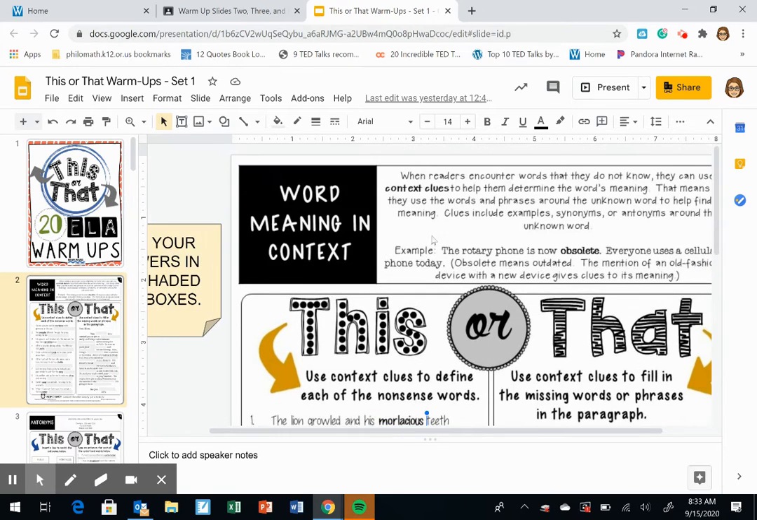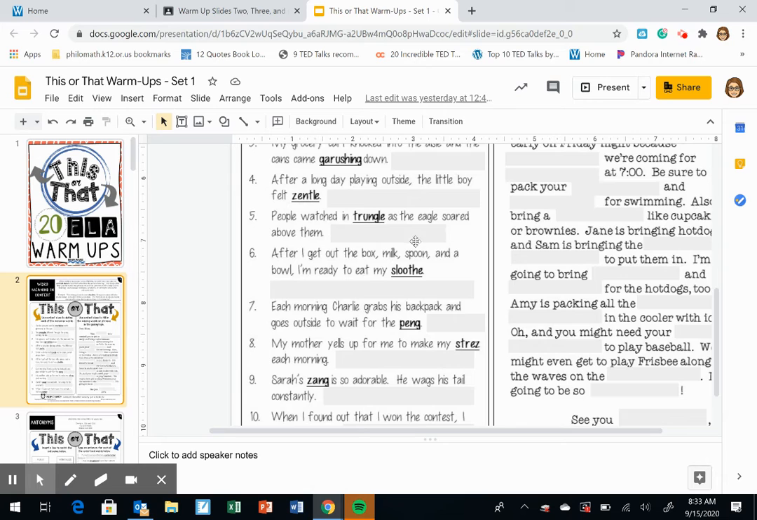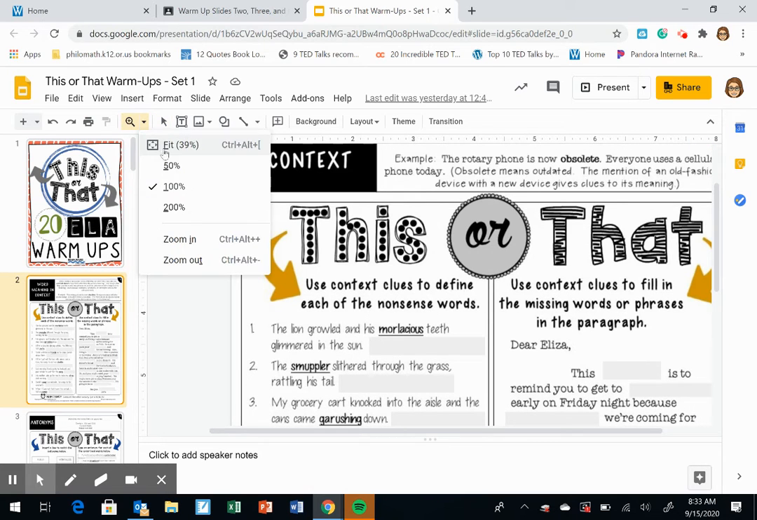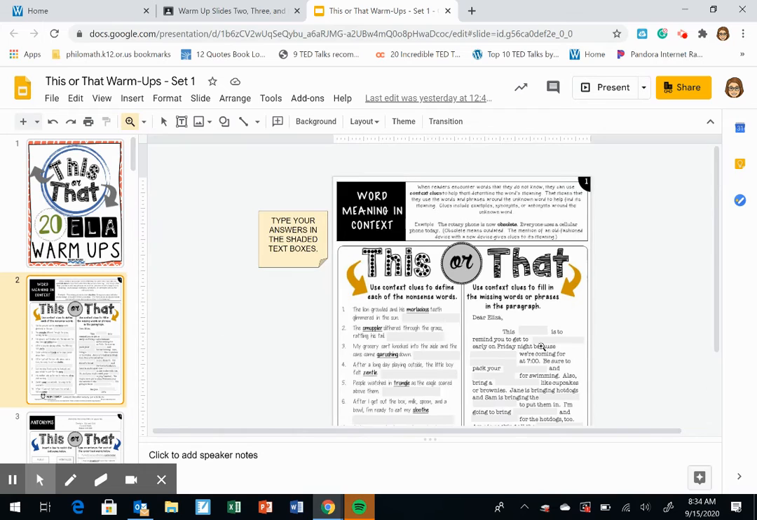So let's go ahead and go to the top and just look. Actually, you know what? I'm just going to keep it at 50% to be able to see this. Okay. So up here in this little black box is telling you what we're going to be talking about today, what we're going to be studying. So word meaning in context.